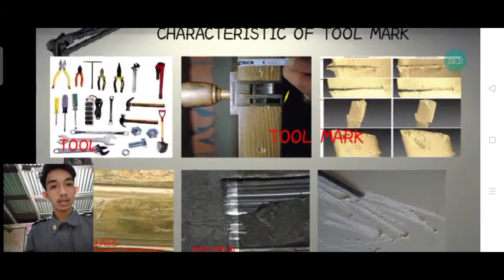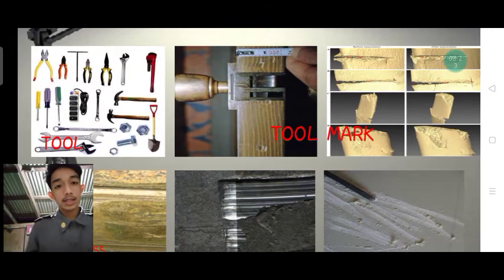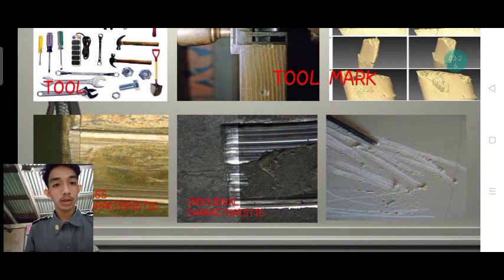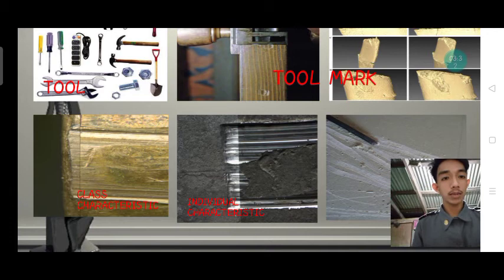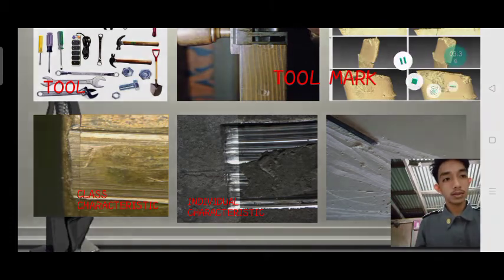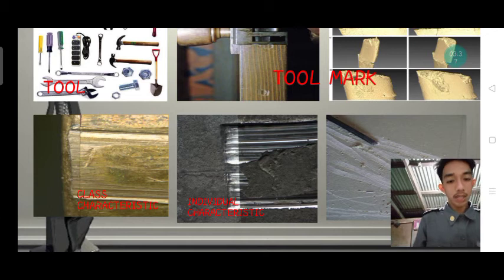Sa class characteristic naman ng tool marks, meron tayong dalawa dito. Una, class characteristic, and yung pangalawa ay individual characteristic. Sa class characteristic, nag-i-include siya ng type of impressions and general shape and general dimensions o parehas na or general na sukat. Ina-allow niya yung mga examiner para ma-determine kung ano bang klaseng tool yung nag-create ng impressions and kung paano na-create yung isang mark.